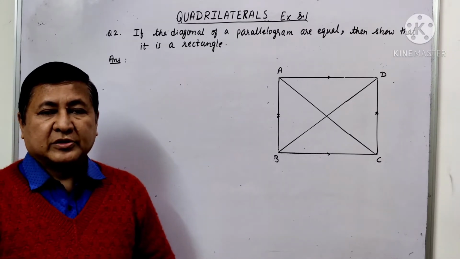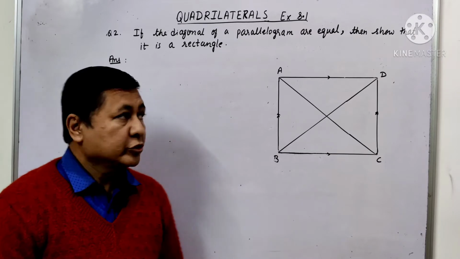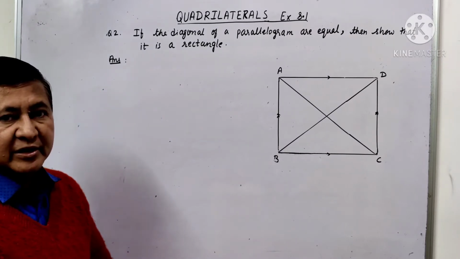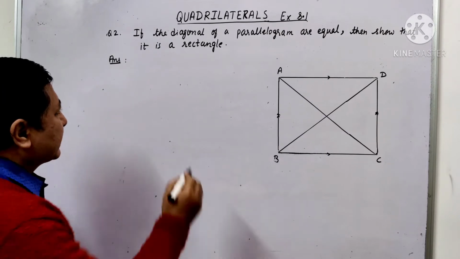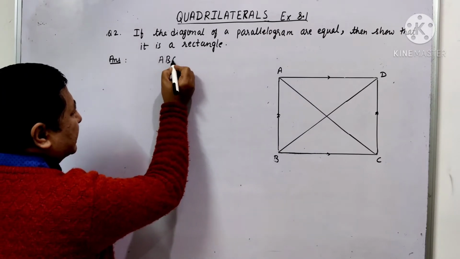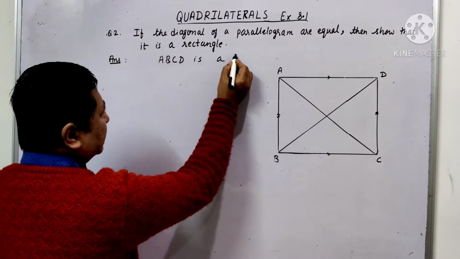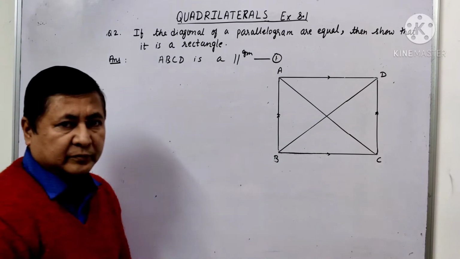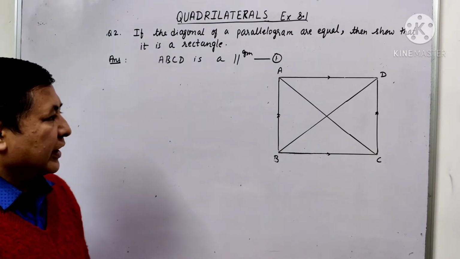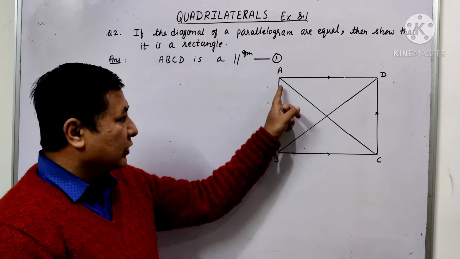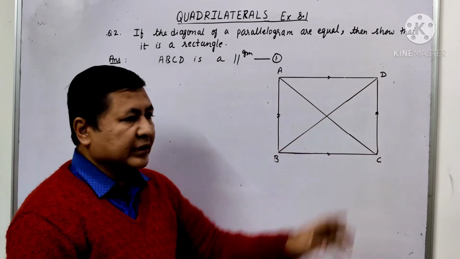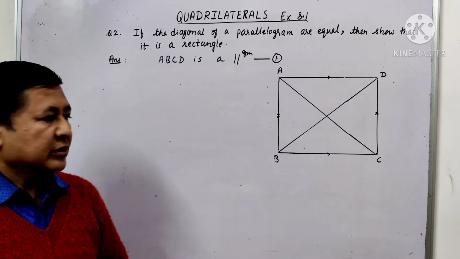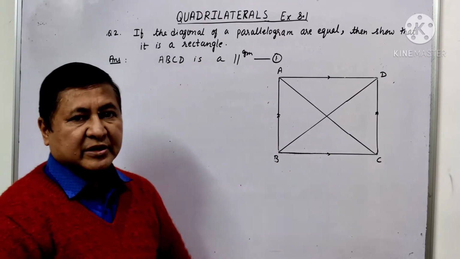Now let us solve the second question of exercise number 8.2. If the diagonals of a parallelogram are equal, then show that it is a rectangle. Now in the question it is given that ABCD is a parallelogram, and this we have marked as number 1. Also it is given that the diagonals AC and BD are equal. And what we have to prove is that ABCD is a rectangle.